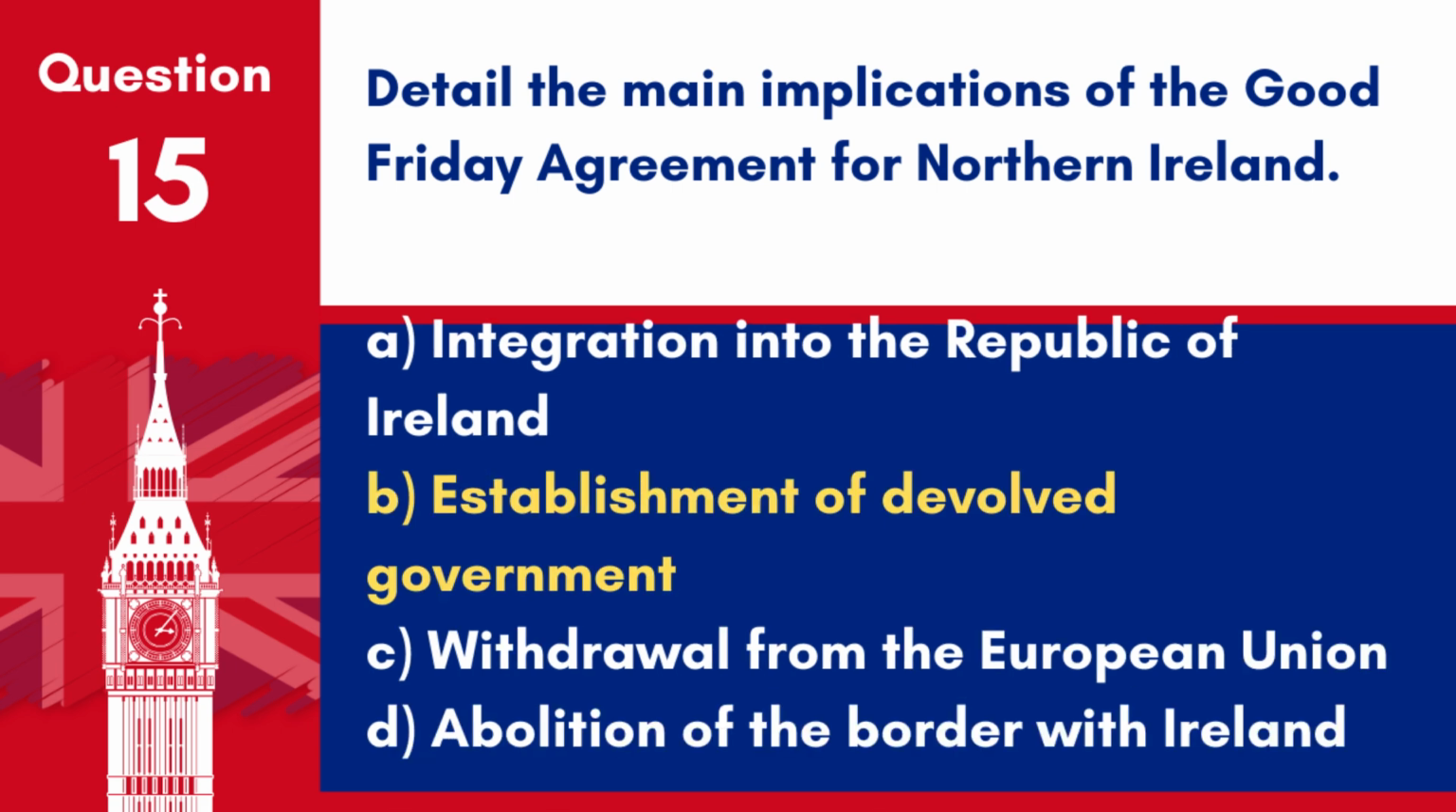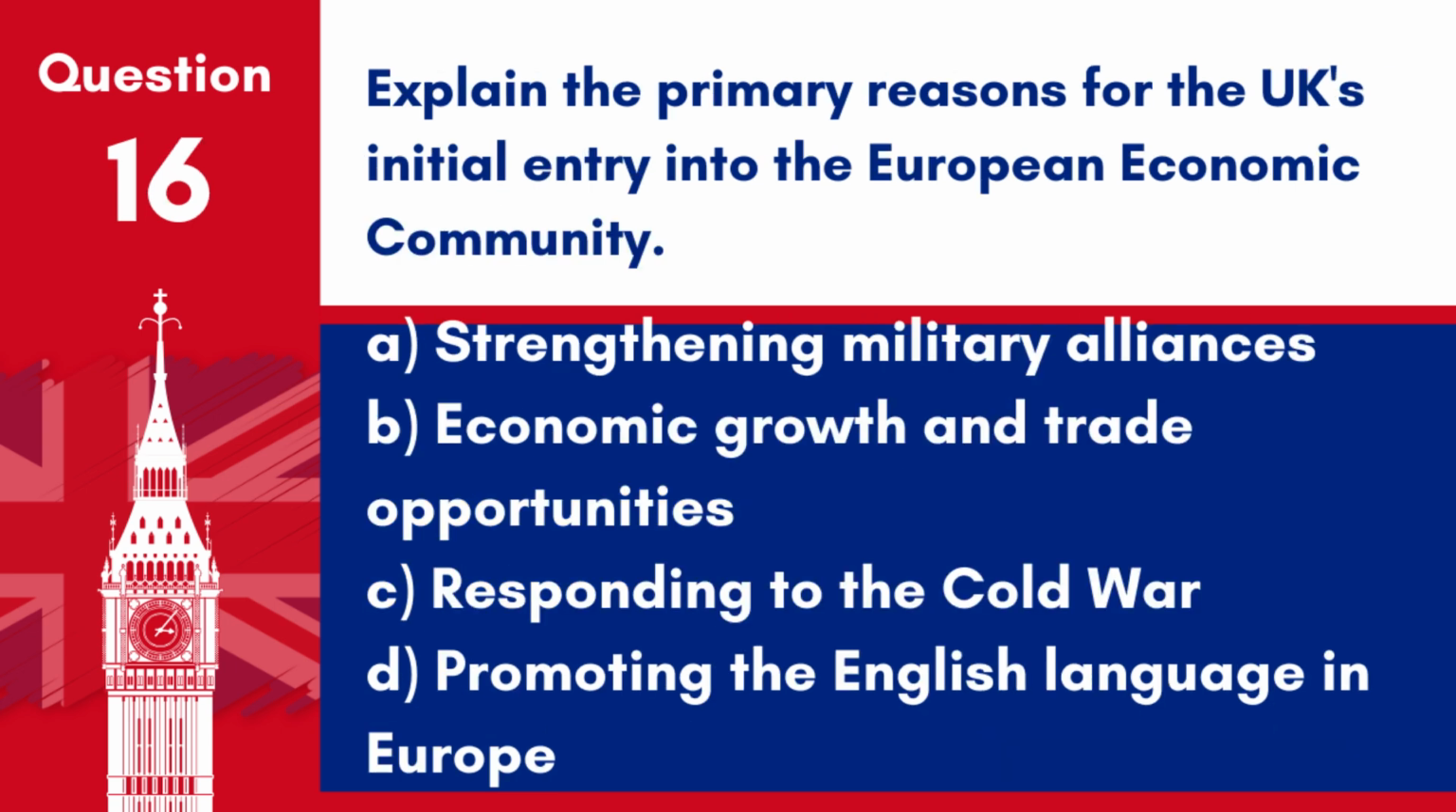Answer: B. Establishment of devolved government. The Good Friday Agreement primarily involved the establishment of a devolved government in Northern Ireland and measures to promote peace and cooperation. Question 16. Explain the primary reasons for the UK's initial entry into the European Economic Community.